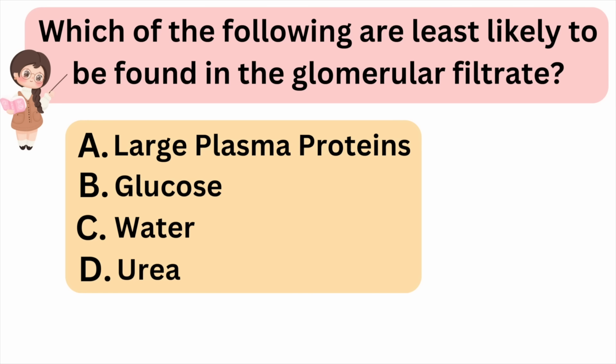Alrighty guys, question number 13. Which of the following are least likely to be found in the glomerular filtrate? A, large plasma proteins, B, glucose, C, water, or D, urea?